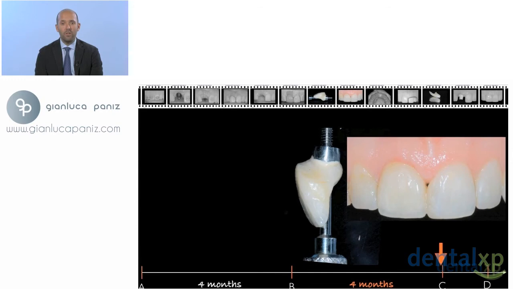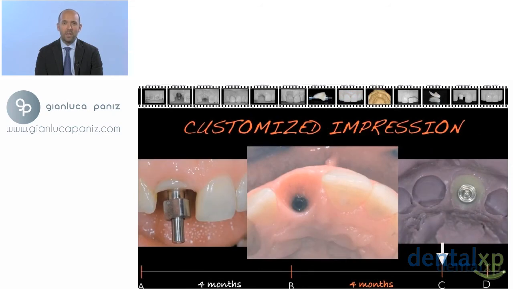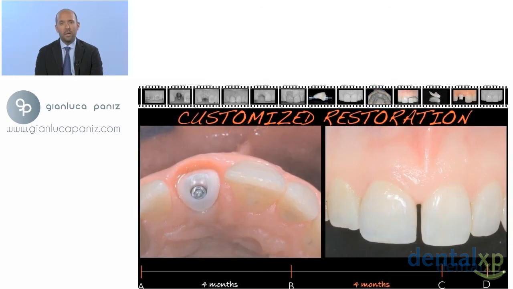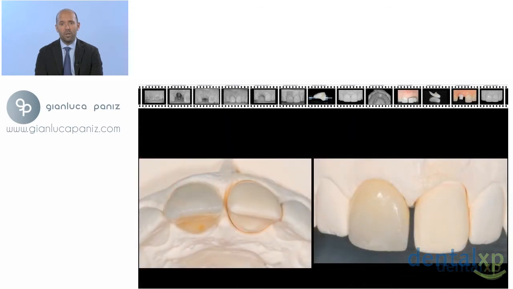And this is the provisional result that already significantly changed the shape and the shade of the existing teeth. Again, as we did in the previous case, a customized impression copying was taken in order to transfer to the dental technician the exact shape of our provisional restorations, and this is the delivery of the definitive zirconia abutment and of the cemented-type zirconia crown.